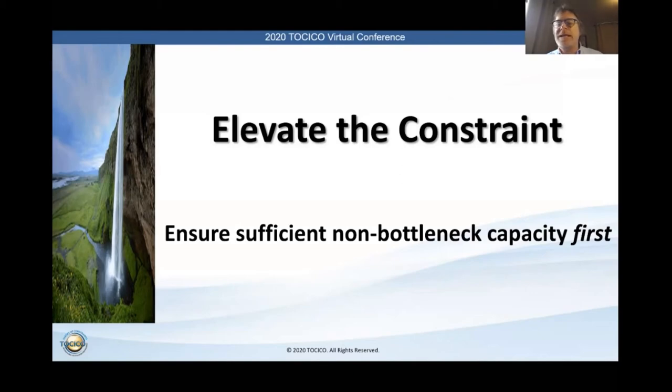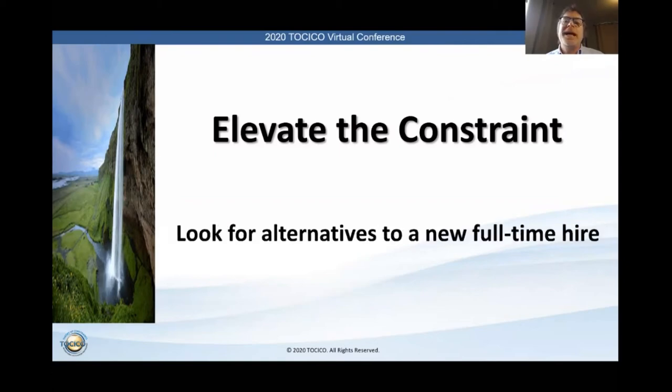Likewise, are there enough ED techs, enough housekeepers, respiratory therapists, CT scanners? Do we have enough physical space for the additional patient volume? Only after ensuring sufficient non-bottleneck capacity do we move forward with elevating the constraint. If we are ready to add constraint capacity, does that mean we have to hire a new full-time physician? Can we add provider capacity with a less expensive resource?